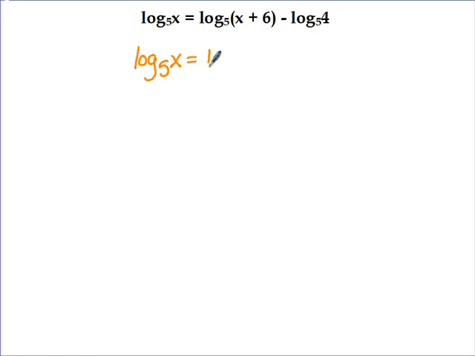So it's going to be x plus 6 over 4, because I'm subtracting the logarithm, so that means we divide the arguments. So now I have a log equals a log, so I can set the arguments equal.